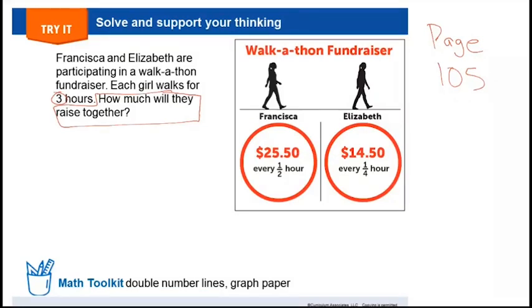So I already see some people are done, and I see some people are totally confused. And it's okay to be confused right now, but we'll talk about it. So we've got 4 of you done. 5. 1, 2, 3, 4, 5, 6, 7, 8, 9, 10. So it looks like we're about halfway done.